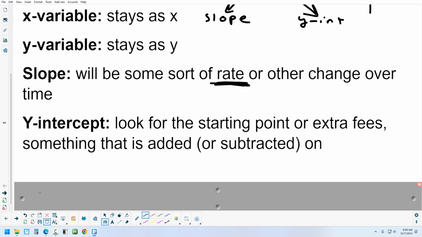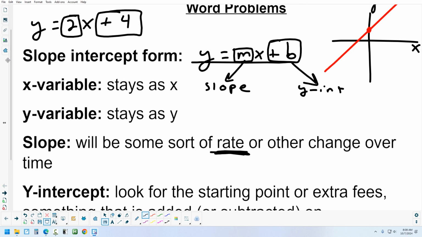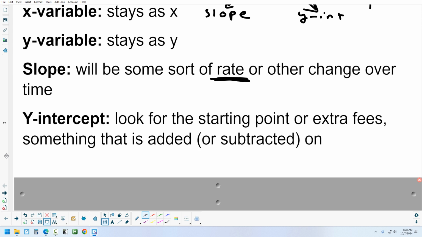And that number is usually added or subtracted right on the end. If it's a positive y-intercept, you'd see a plus sign in front of B. If it's a negative y-intercept, you'd see a minus sign in front of the B. So look for the starting point, extra fees, something that is added or subtracted on, it should say the end. I don't know why that didn't print on yours, but it should say it's added or subtracted on that end. Okay, it's the B value.